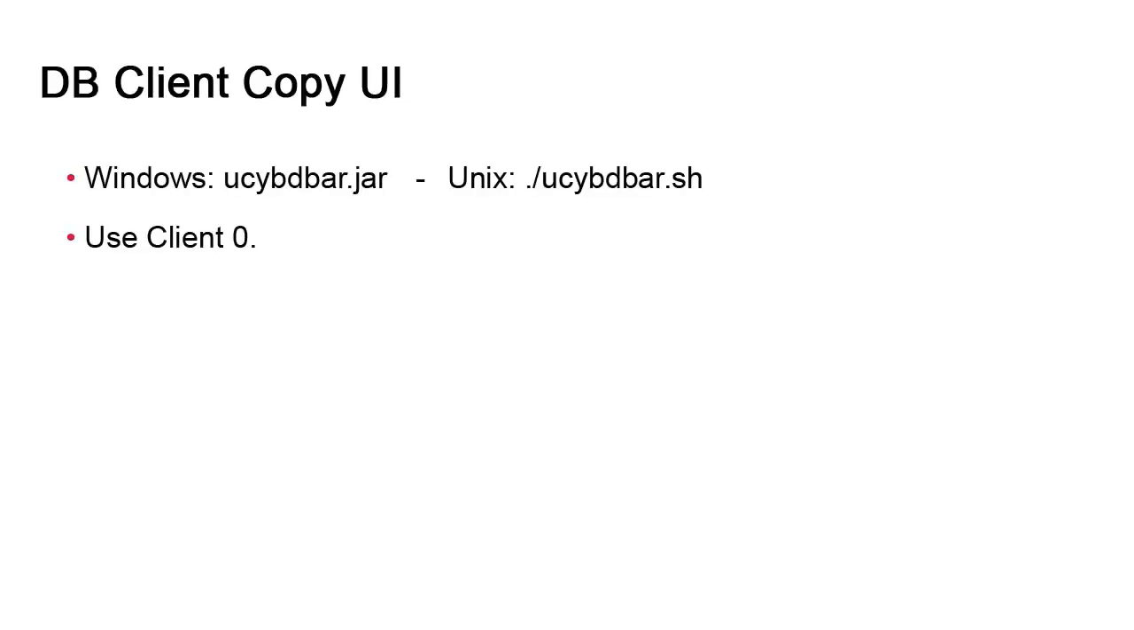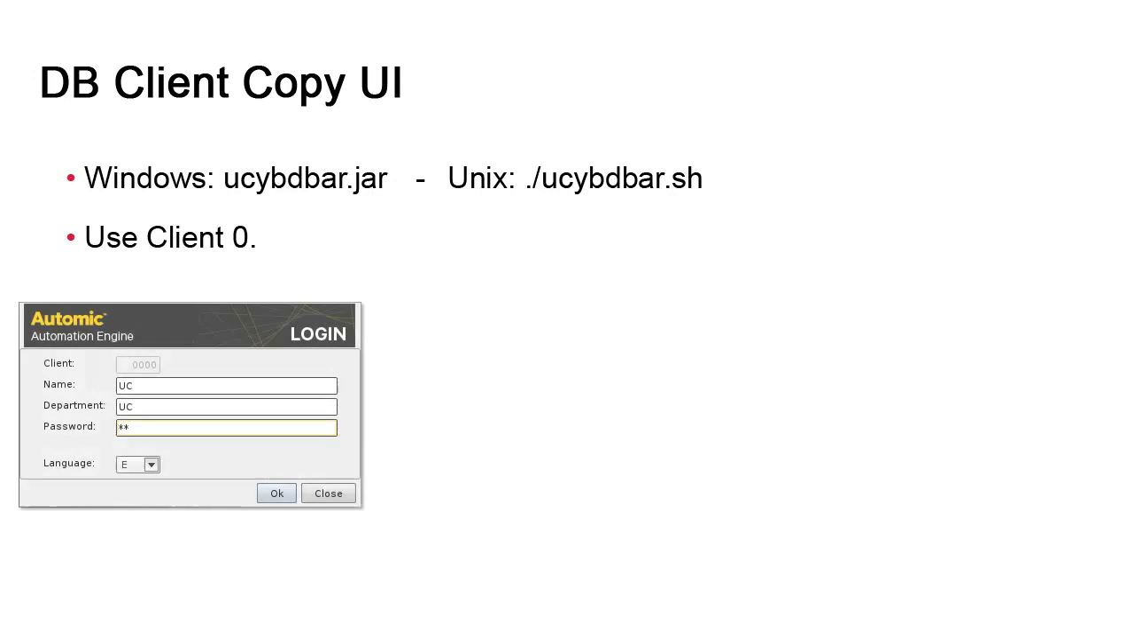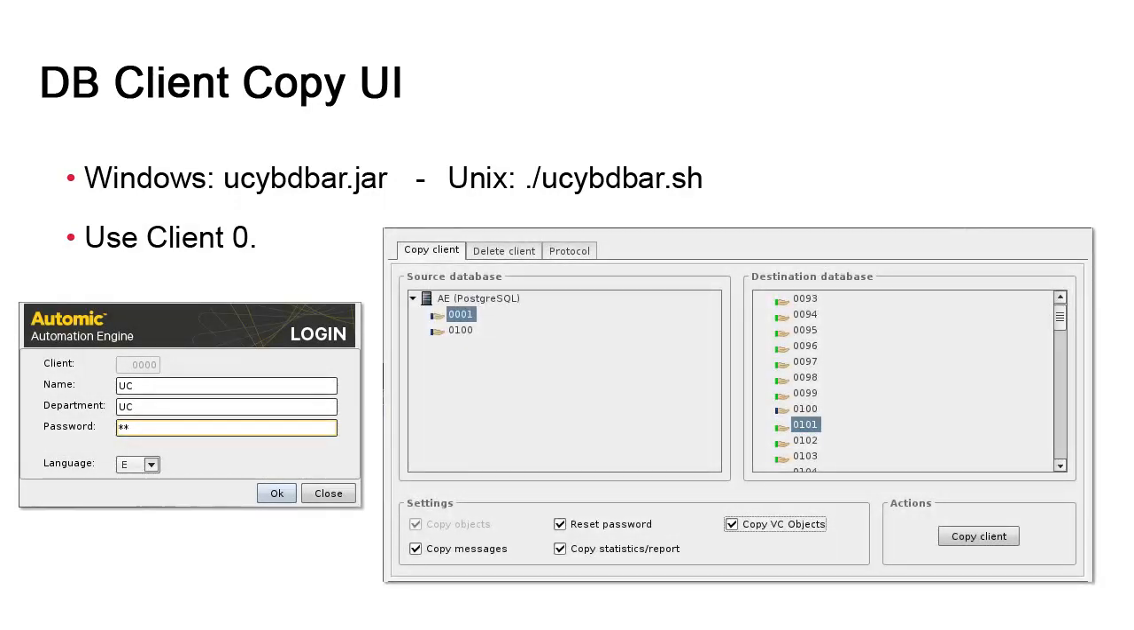Client copy has its own UI. You start it with a utility file with the jar extension in Windows and SH in Unix. All client copy procedures are executed from client 0. The UI is very simple. It has two mode tabs at the top for client copy and delete.